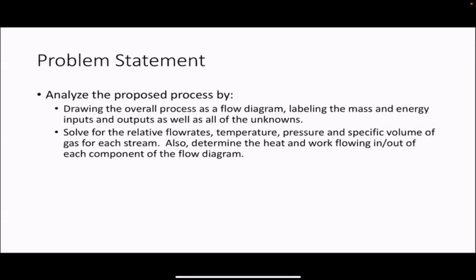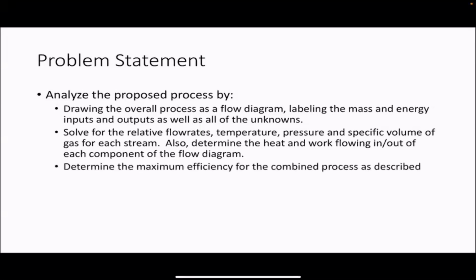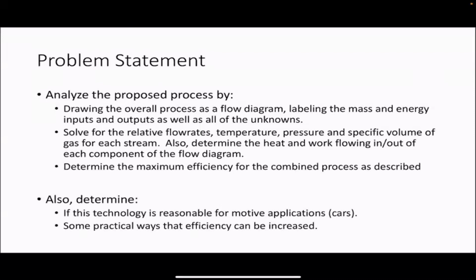We're going to determine the maximum efficiency for the combined process. And really all that means is that when we get to the Otto cycle, we're going to assume that the compression and expansion are adiabatic and reversible. So we know that those will be isentropic. And then after we're able to do all of this, we're going to try to determine if this technology is reasonable for motive applications and talk about some practical ways, when you build one, that you can increase the efficiency compared to what we calculate. Okay, so if that sounds good to everybody, let's go ahead and start to solve this problem.